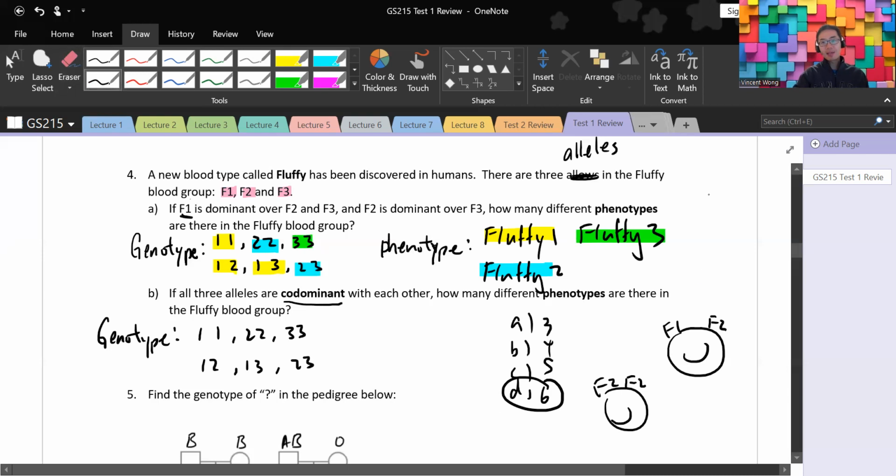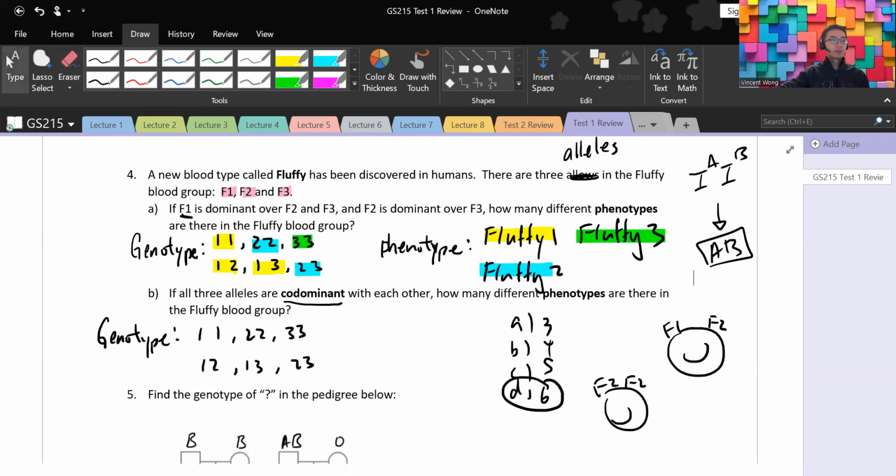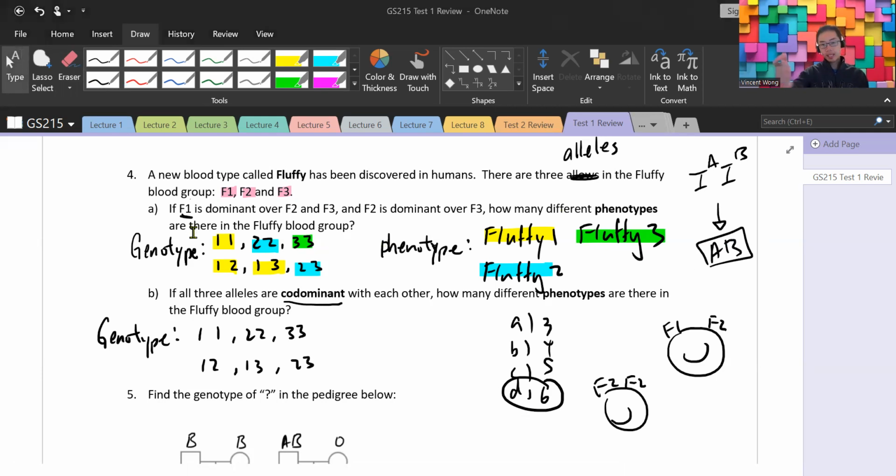So this is the same as saying you have IA and IB. What blood type does that give you? It gives you AB, because A and B are co-dominant. Both of them will be expressed. Think about that. We had a similar question in the study guide, so go through that as well.